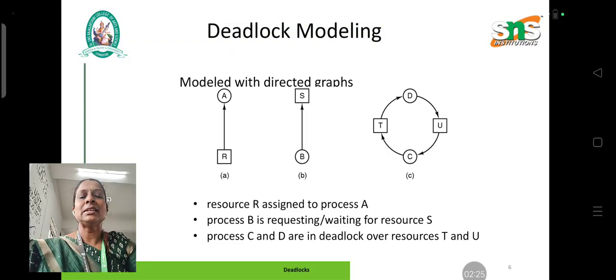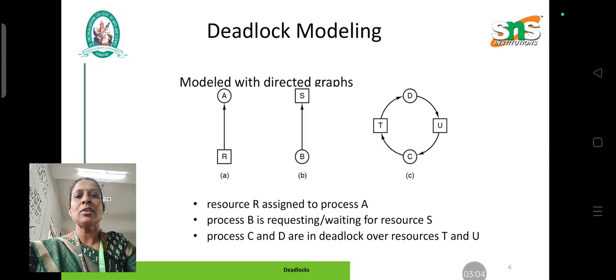Next we will discuss deadlock modeling. The deadlock is modeled with a directed graph. In diagram A, resource R is assigned to process A. In the next diagram, process B is requesting, or waiting for, a resource S. In the next diagram C, processes C and D are said to be deadlocked over the resources T and U. Both processes C and D are already using a resource and are requesting another resource. So now there is a deadlock in the system.